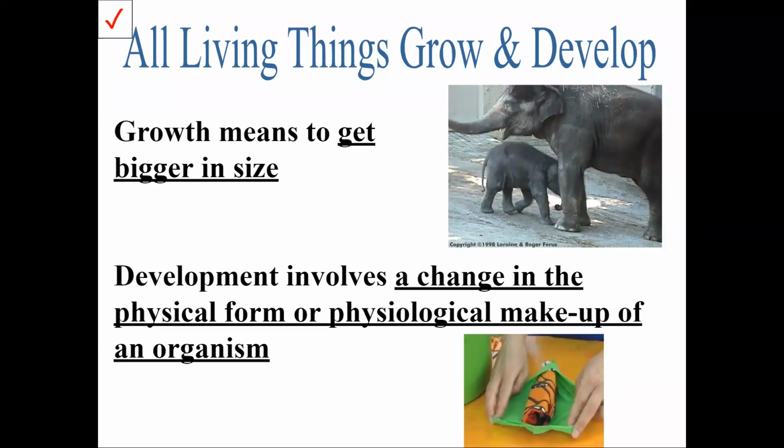For example, as we grow older, our brains don't change in size, but they do change in makeup, because the neurons will form different circuits and different connections, which will change throughout our life. This is what we call development, or the change in the physiological makeup of who we are.